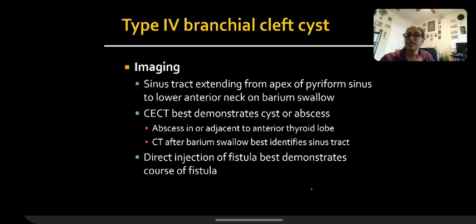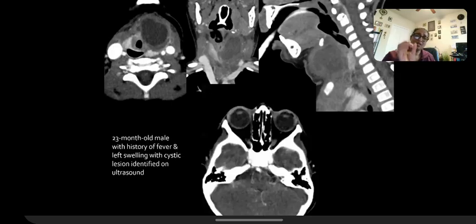And sometimes, if there is a tract that you see here, you can directly inject into the tract and also demonstrate the course of the fistula. But many times I don't think you see the opening superficially. Okay, here's another example. This is a classic location.